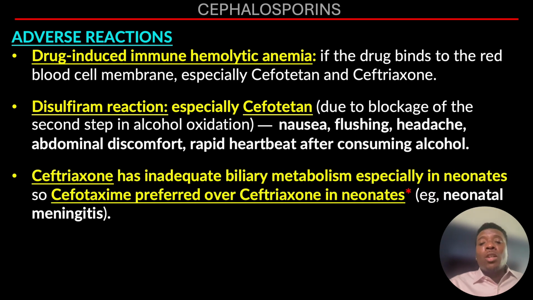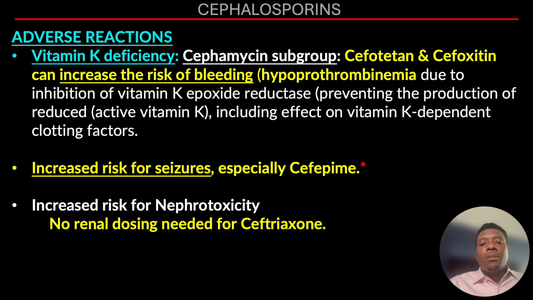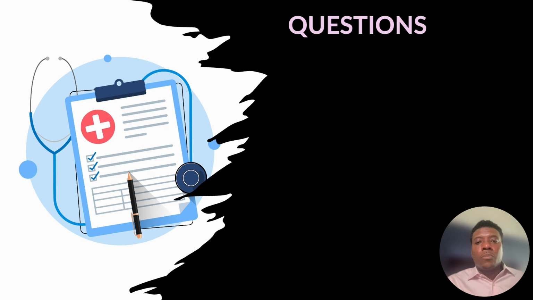And again, ceftriaxone can cause issues in neonates less than 1 month because it is excreted via the bile. The cephamycin subgroup of the second generation cephalosporins can also cause vitamin K deficiency, which can increase the risk for bleeding. And again, cefepime has the highest risk for seizures. They can also have a slightly increased risk for nephrotoxicity, but ceftriaxone is usually safe in patients with renal insufficiency. So now, let's do some practice questions.